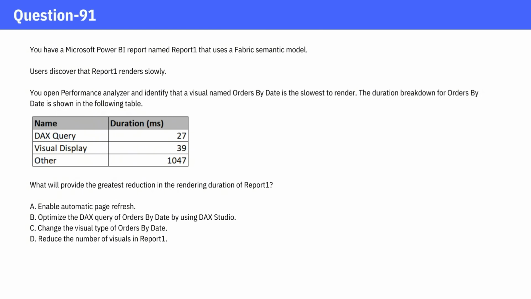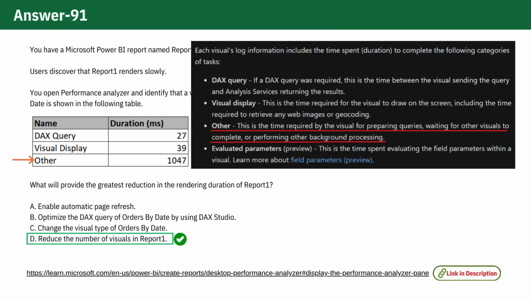A. Enable automatic page refresh. B. Optimize the DAX query of Orders by Date by using DAX Studio. C. Change the visual type of Orders by Date. D. Reduce the number of visuals in Report 1. Take a moment to think and verify your answer. The correct answer is option D. This choice is based on the fact that in the provided scenario, the other category in the performance analysis takes up the most time, which often correlates with the overall complexity of the report, including the number of visuals. Reducing the number of visuals can significantly decrease the workload and improve the report's rendering performance.